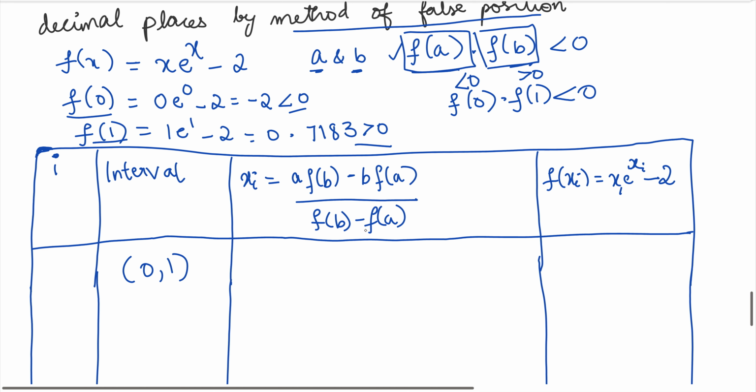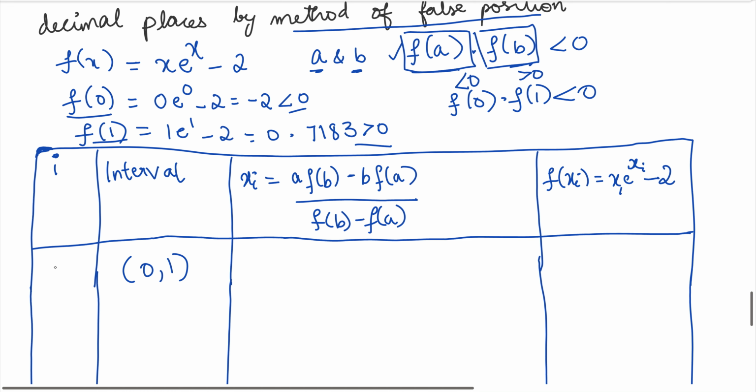How do we find xi in the bisection method? Can you recall? xi is equal to a plus b by 2. Whereas in Regula Falsi method, xi is equal to a into f of b minus b into f of a, divided by f of b minus f of a. So just remember this. Then the next thing we do is find f of xi.